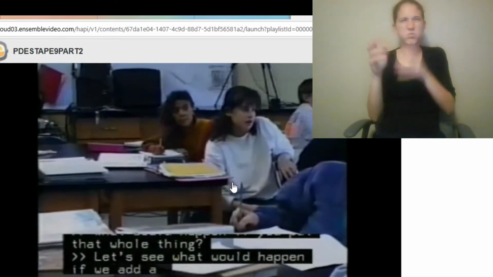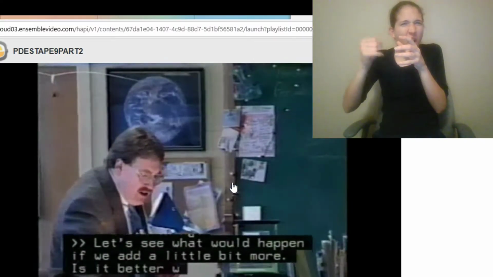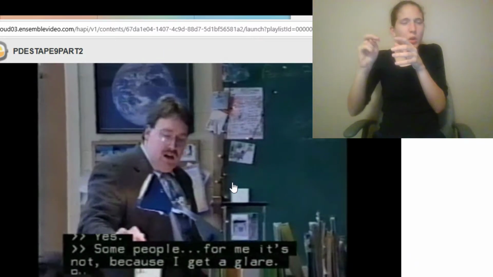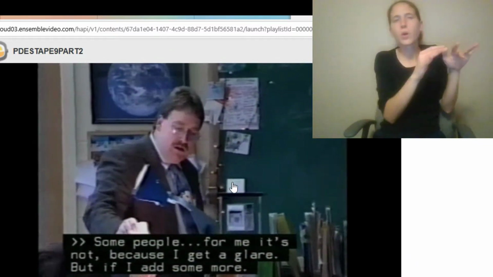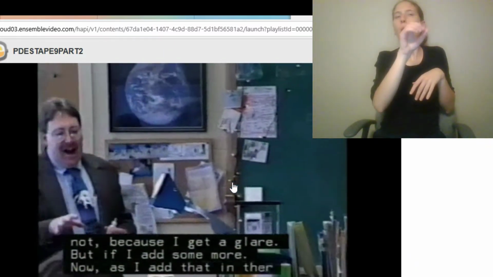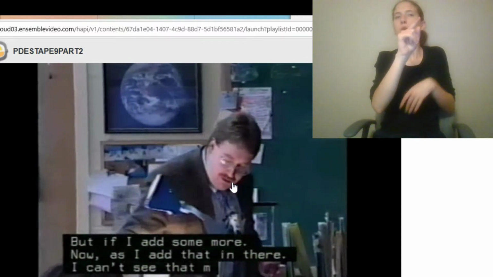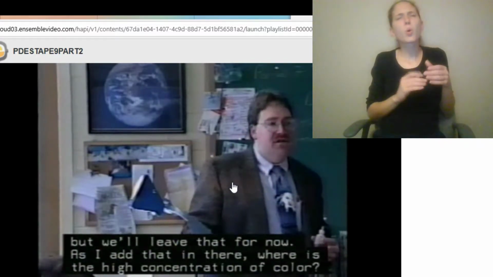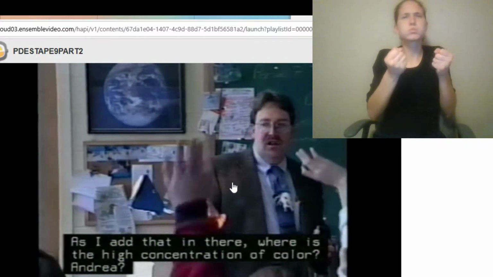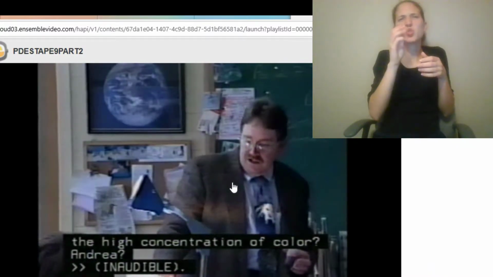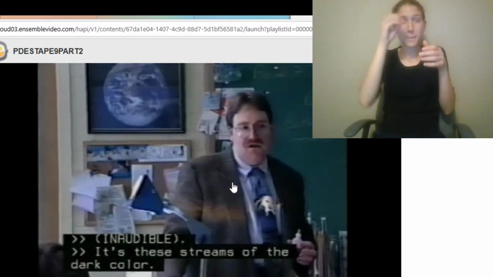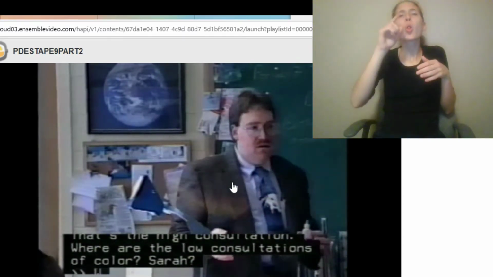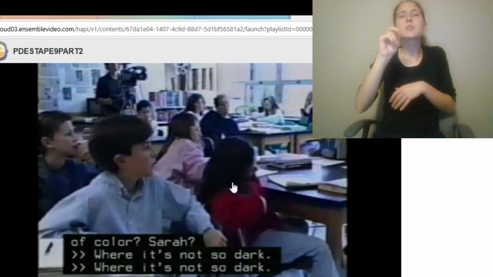Okay, let's see what would happen if we add a little bit more. Is it better with the lighter now? For me it's not because I get a glare. But if I add some more, now, as I add that in there, where's the high concentration of color? In here. It's these streams of the dark color. That's the high concentration. Where are the low concentrations of color? Sarah? Where it's not so dark.